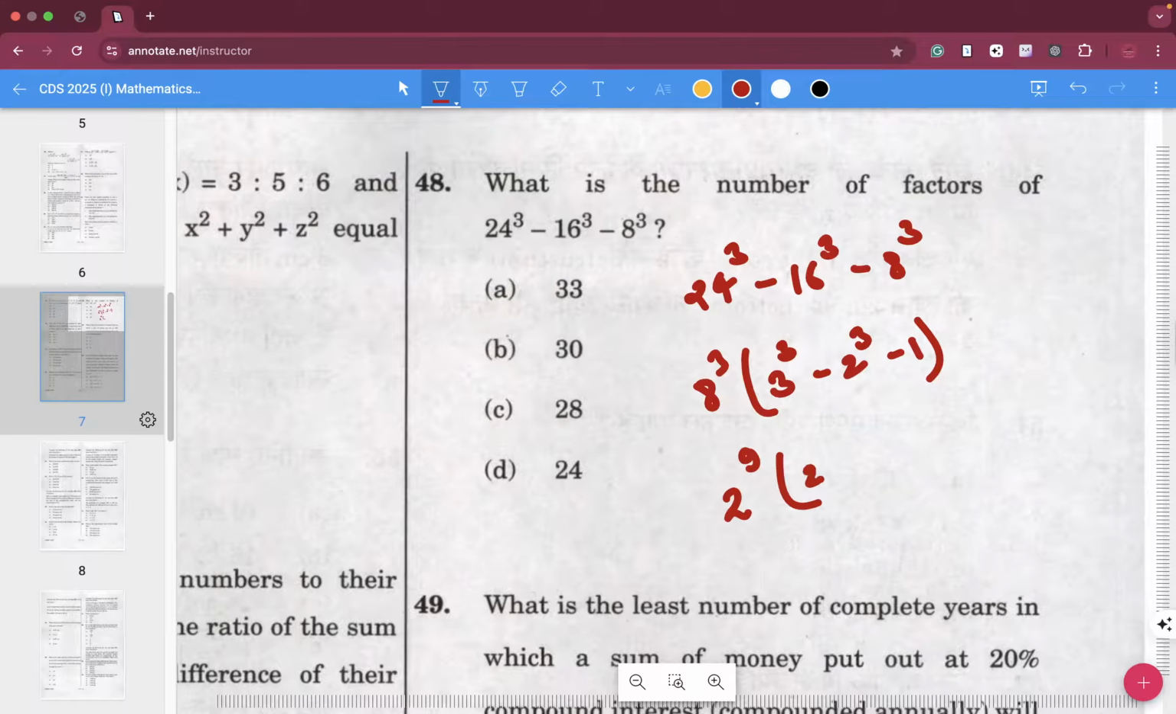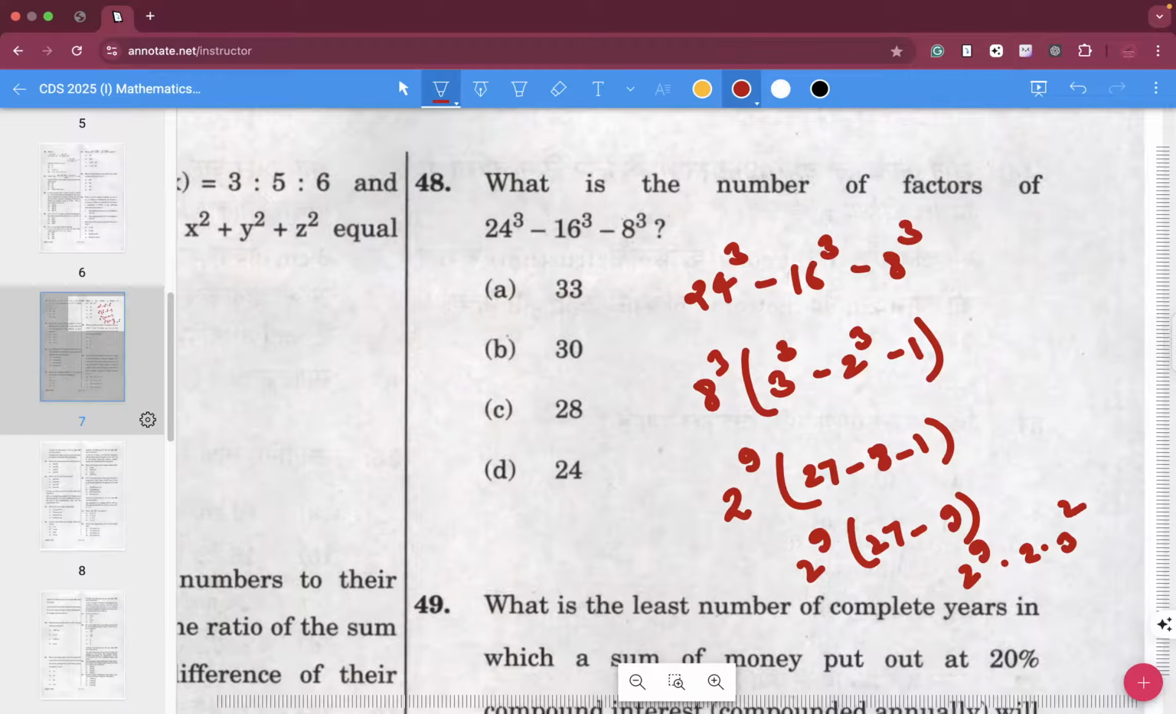So this is your 27 minus 8 minus 1. So 2 raised to the power 9 into 27 minus 9, so 2 raised to the power 9 into 18. 18 means how much? 9 into 2, so 2 into 3 square. Otherwise how can you write it? 2 raised to the power 10 and 3 square.